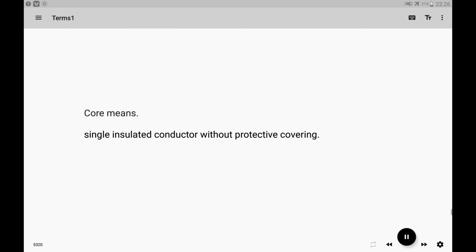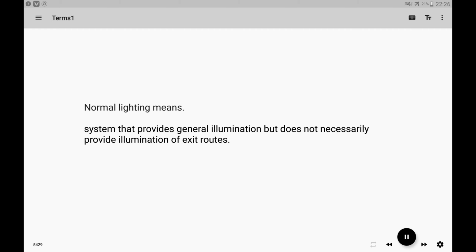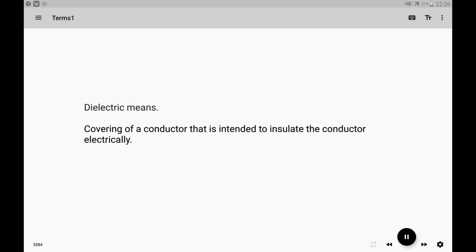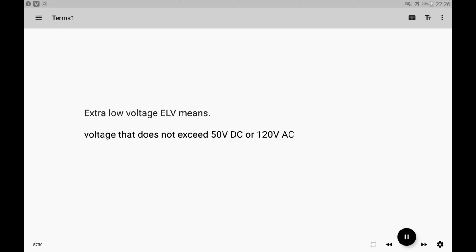Core means single insulated conductor without protective covering. Normal lighting means system that provides general illumination, but does not necessarily provide illumination of exit routes. Electric insulation means covering of a conductor that is intended to insulate the conductor electrically. Extra low voltage, ELV, means voltage that does not exceed 50 volts VAC or 120 volts VDC.